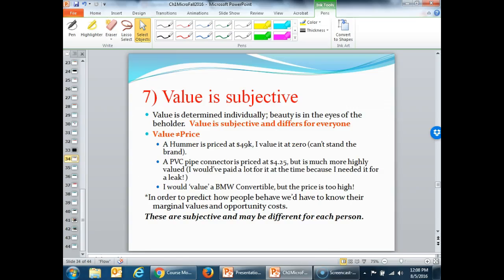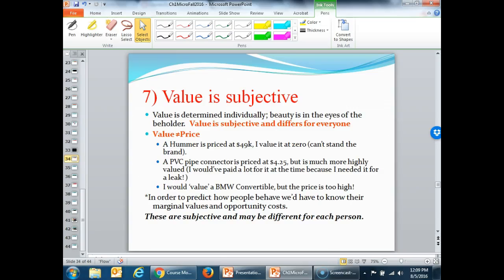The value that consumers place on goods and services is not the price. The value does not equal price. Price is something totally different that is determined in a marketplace. The price of a PVC pipe connector is about $4.25, but its value is immense when you have a leak. So the value is much different than the price.